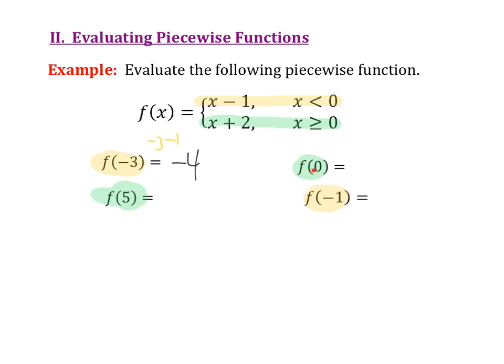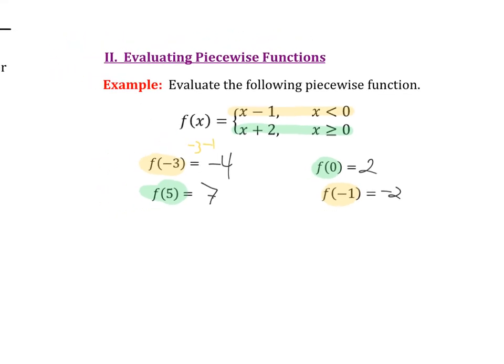Next one right here, f of 0. So I'm following the green rule. I'm going to plug in 0 for x. 0 plus 2, well, that's just 2. Down here, f of 5. Based on this input value, I'm following this function rule. 5 is my x value, so x plus 2, 5 plus 2. That's going to be 7. And then last, we have f of -1. -1 would follow this first function rule, so -1 minus 1 would give me -2.